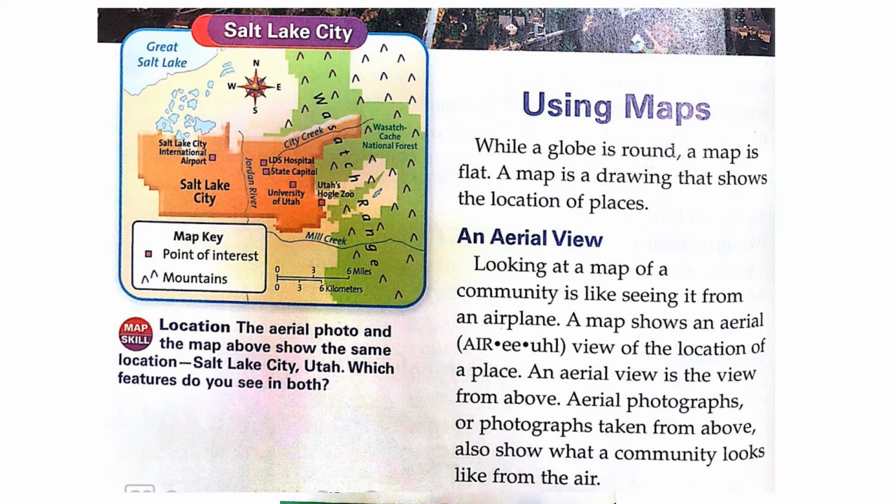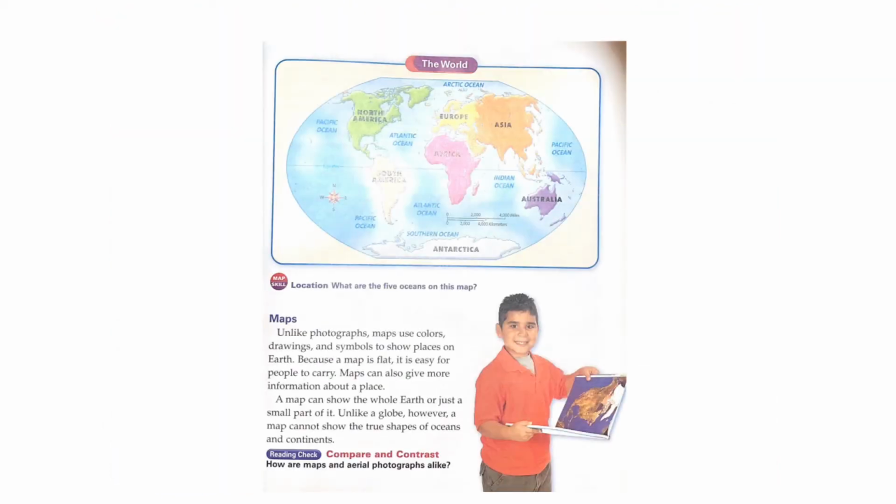An aerial view is this view from above. Aerial photographs, or photographs taken from above, also show what a community looks like from the air. Now, if you look at your Google Maps, you can see the aerial view on the map. So that's it, aerial, air. View from the top, aerial view. Great. Let's go ahead and read this page.